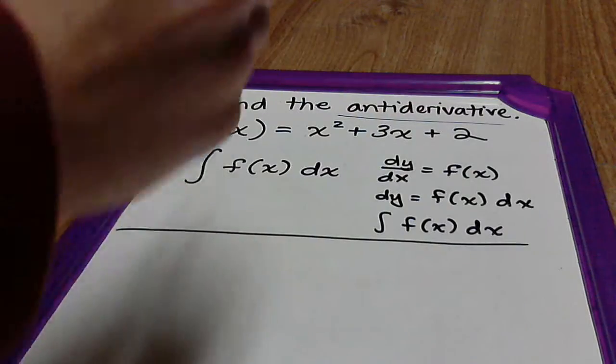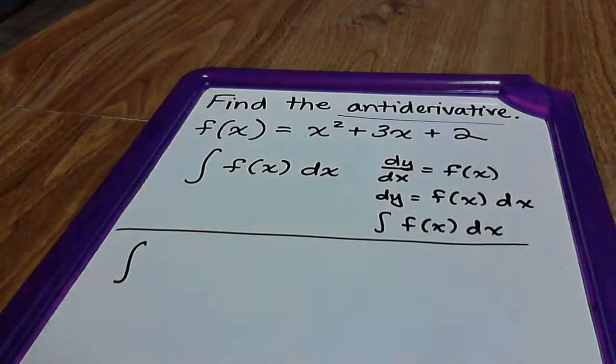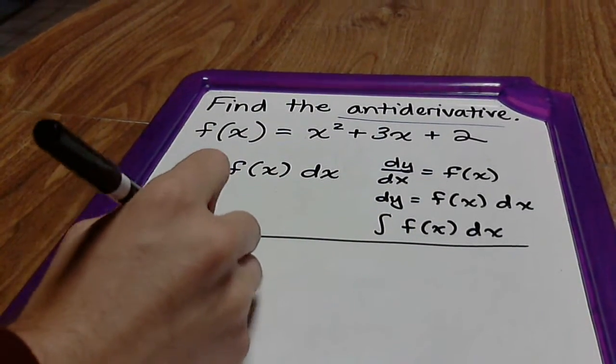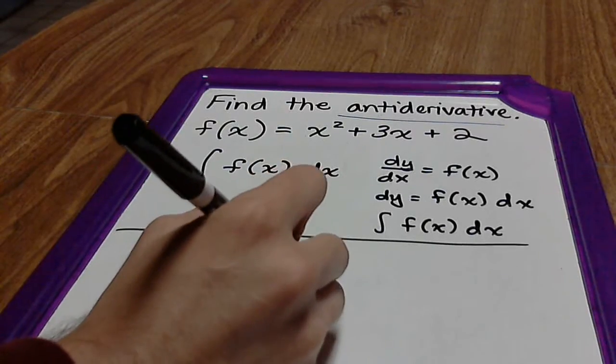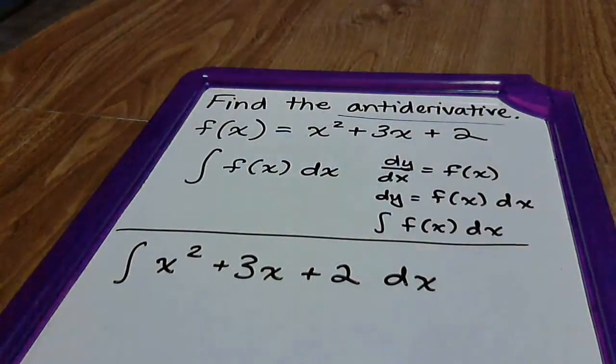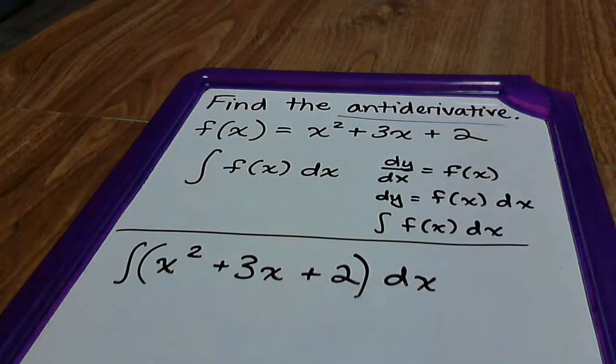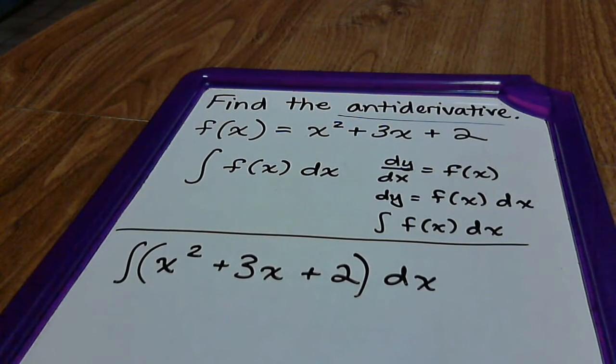So now let's take a look at this problem here. We're told, find the antiderivative, or the integral, of x squared plus 3x plus 2, and then you have your dx. Just to show that the dx goes with the whole expression, I like to have parentheses around it. Otherwise, it kind of looks like the dx just goes with the 2, and we know that's not so.